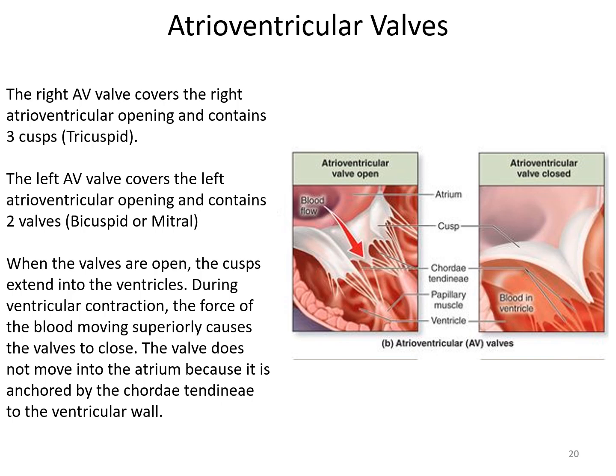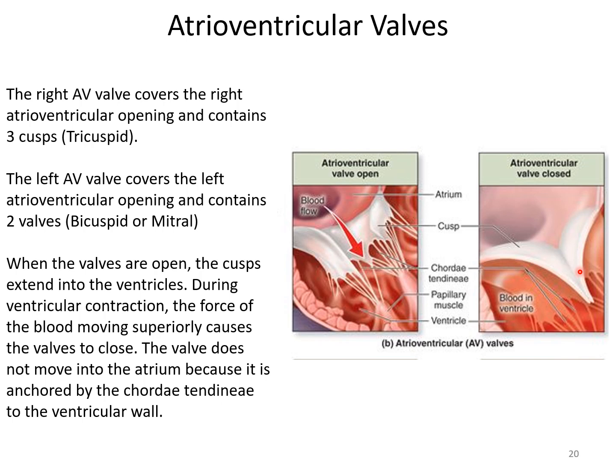For the atrioventricular valves, the right AV valve covers the right atrioventricular opening. So it separates the right atrium from the right ventricle, and it's got three cusps, 1, 2, 3, so it's called the tricuspid. The left AV valve covers the opening from the left atrium to the left ventricle, and it's got two cusps total. So it's called the bicuspid, also called the mitral valve.